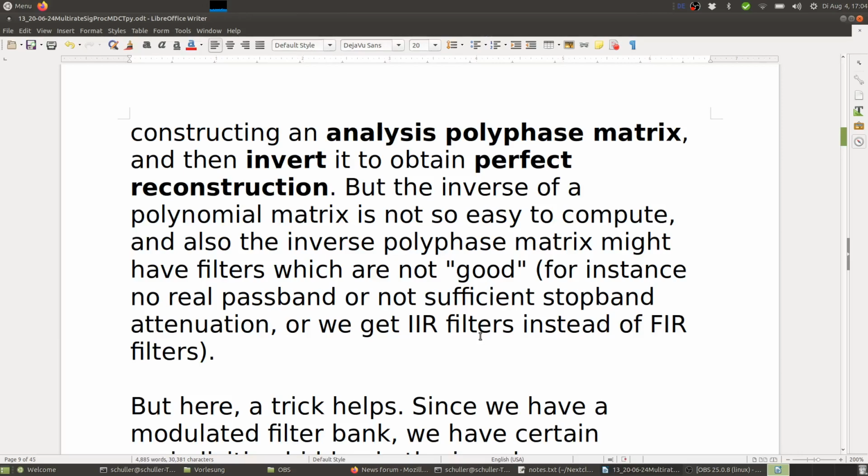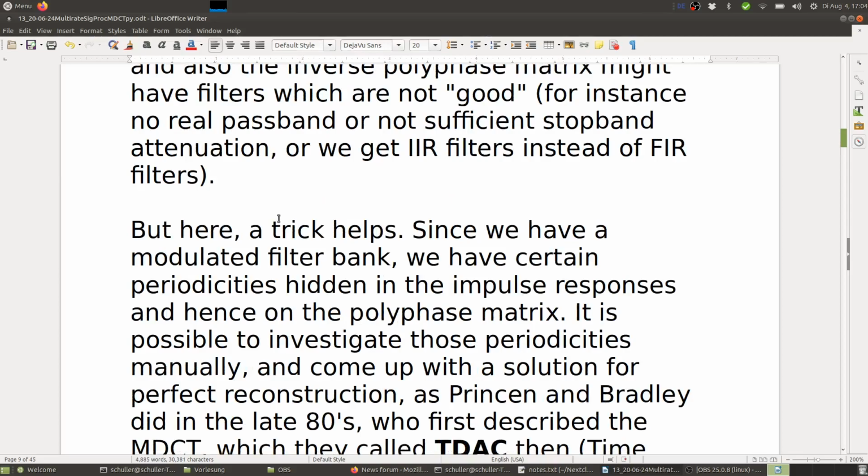So even if we have an FIR filter for analysis, because of the synthesis, it might happen that we get IIR filters, which usually we don't want, because they might become unstable. But here a trick helps.